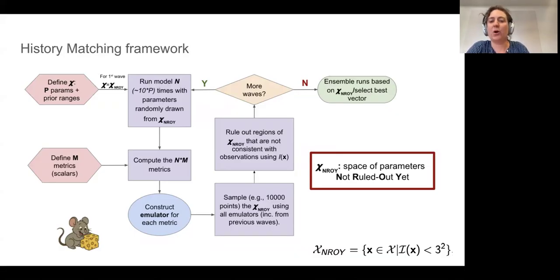Using these emulators, we can then go on to sample parameter space, taking 10,000 samples, and then these can be used to rule out, using the implausibility metric, that distance metric, things that are incompatible with our targets. And with this method, we end up with what's called the not ruled out yet space. So it's not the parameters which are the best, it's the ones that we've gotten rid of and the ones that are left which have not been ruled out yet. And we can do this many waves until we're happy with the space that we have at the end.